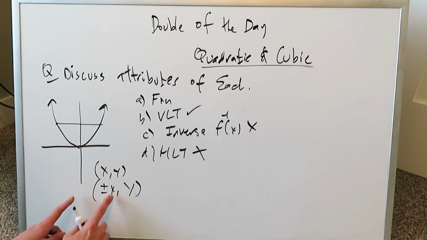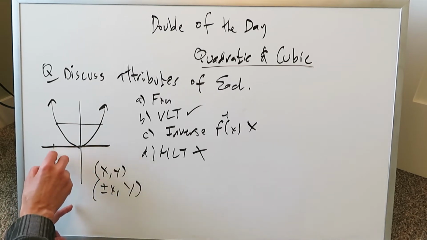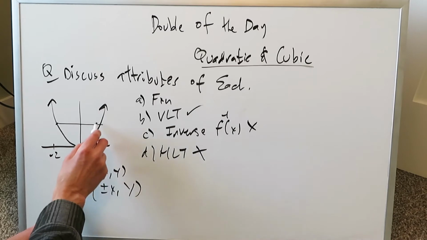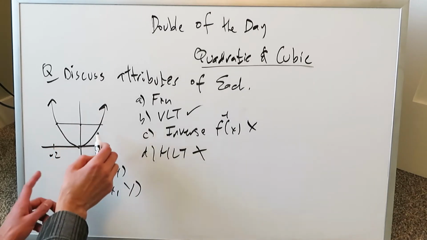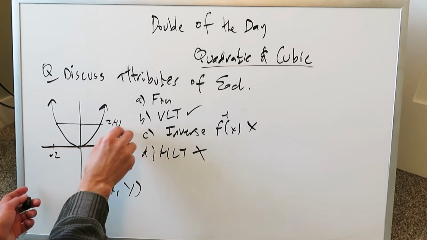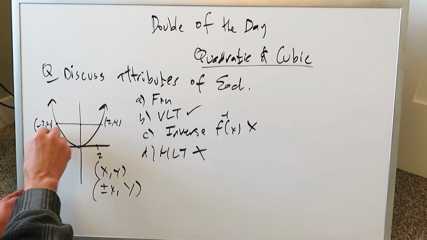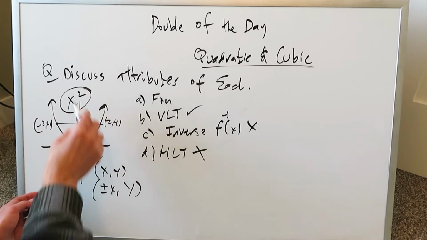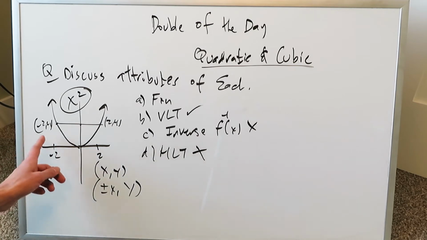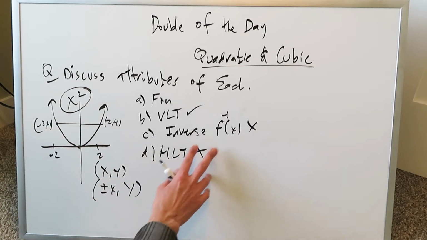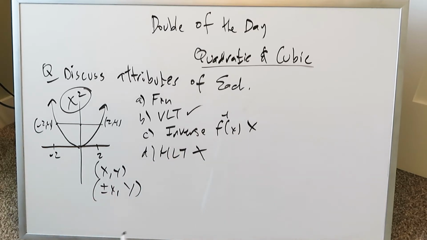But you see, plus and minus x comma y, this could be a minus 2, this could be a positive 2, but they'll have the same value here, which would be 4, right? 2 comma 4 and minus 2 comma 4. A good example would be just your x squared. That's your quadratic curve right here. It doesn't have the one-to-one requirement to pass the horizontal line test, therefore it does not have an inverse.